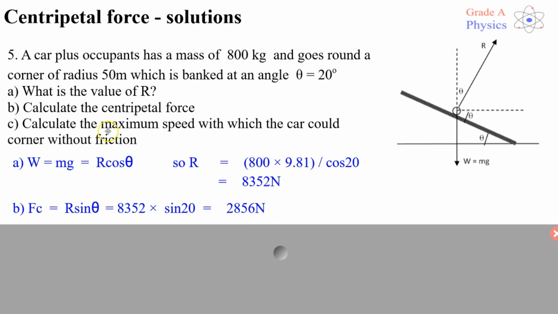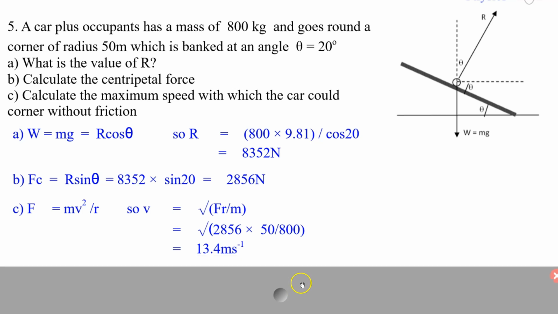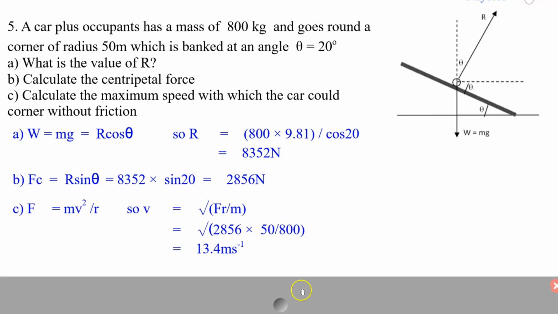And once again, we're trying to find the speed. When it says without friction, that means without turning the steering wheel. So there's no friction, there's no centripetal force coming from the steering wheel and turning the tires. We're just assuming that all the centripetal force is provided by the horizontal component of the reaction force. Okay, so then we've got mv squared over r. We've calculated the value of centripetal force, so we can rearrange to make v the subject. We know F, we know the radius, and we know the mass. So we just stick all the numbers in and we can find our answer of 13.4.